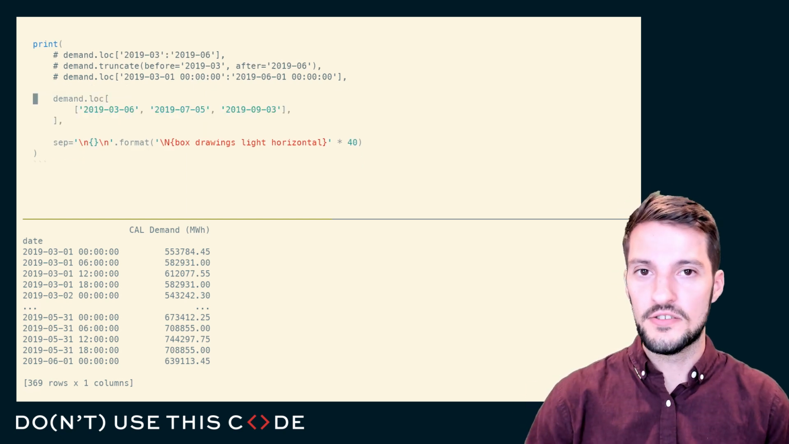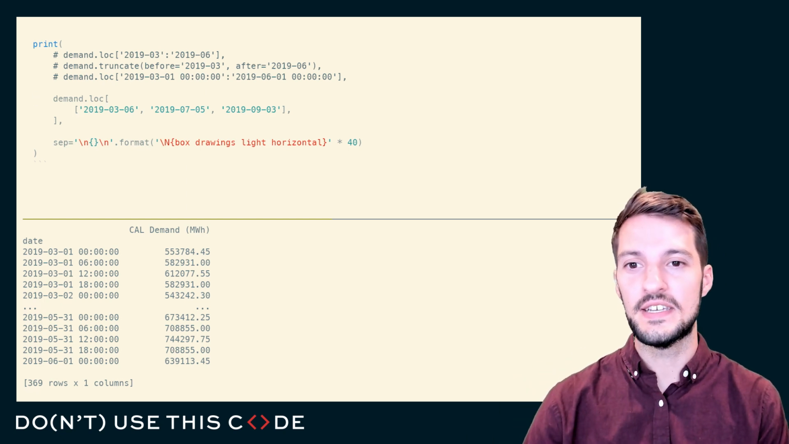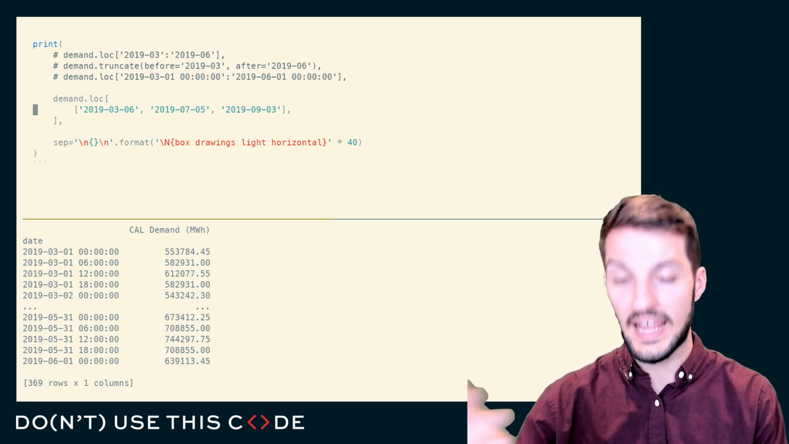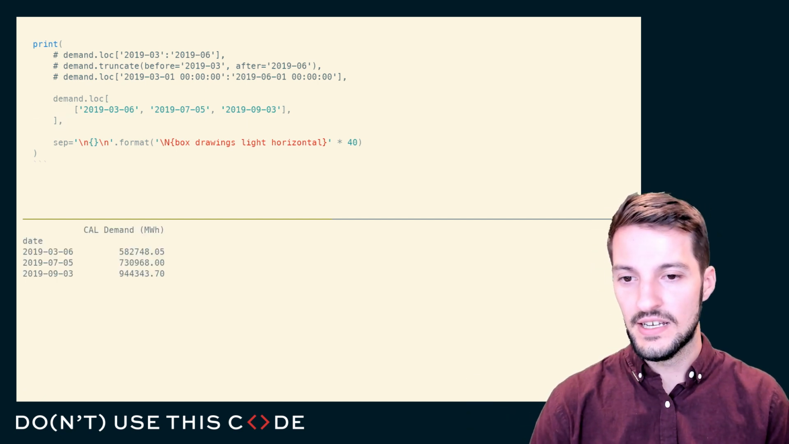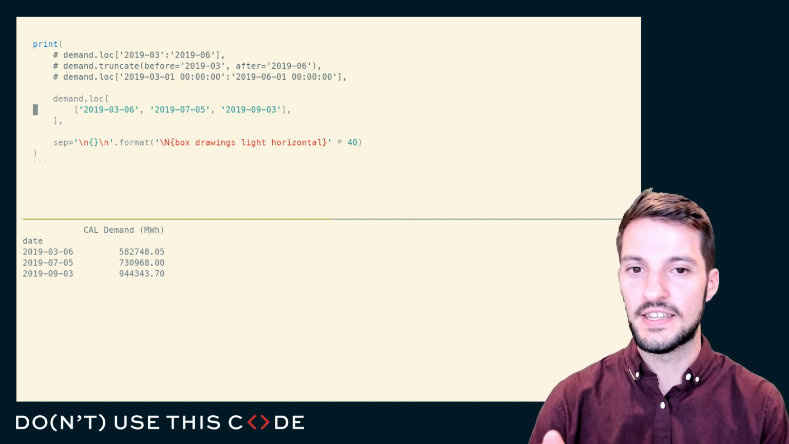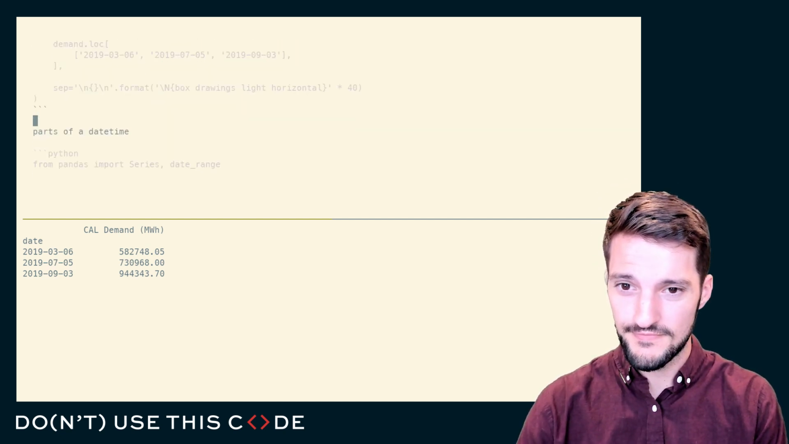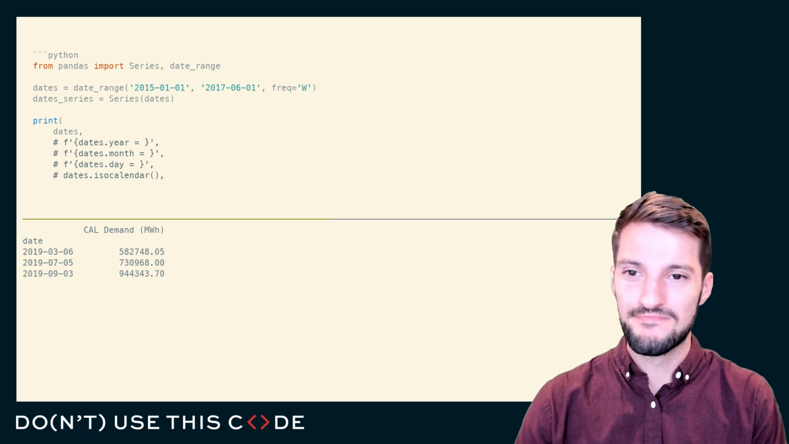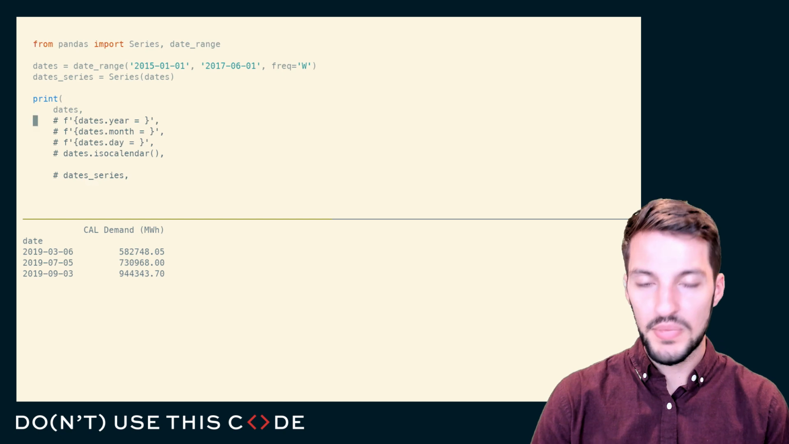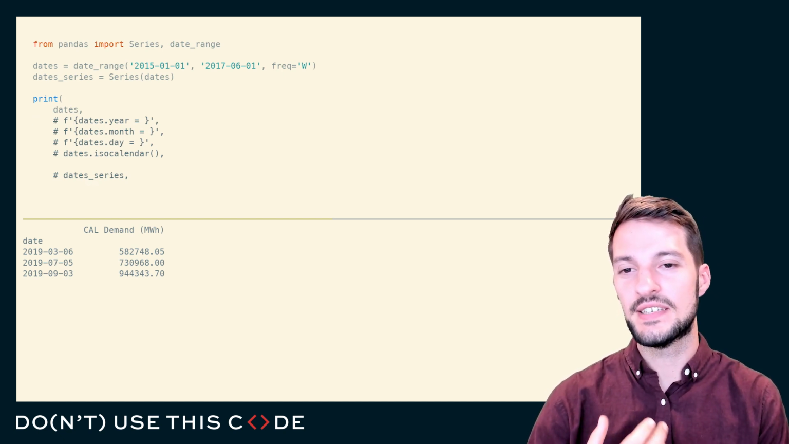Additionally, like all .loc accessing, you can do fancy indexing where I can simply go in and grab any 3 random dates or any n random dates just by passing them in. In this case, I'm getting the 6th of March, the 7th of July, and the 3rd of September, sorry.